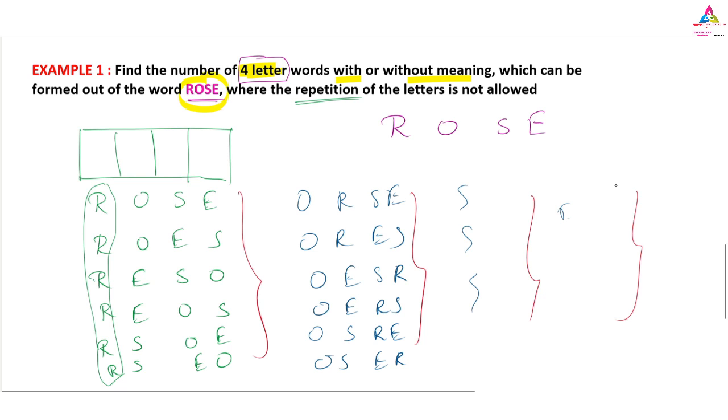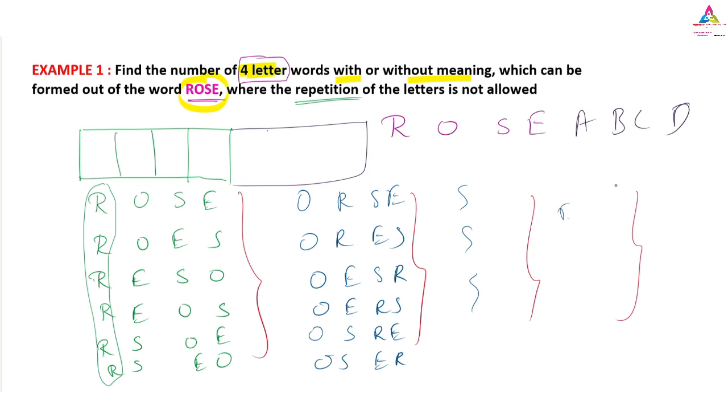It will take time. Here we have only 4 letters, so it looks very easy and we can do it. But instead of ROSE, if they had given another word with more letters, like A, B, C, D and 8 letters in total, you would have to go through this 8 times. No, it is not possible, and they may tell you to do an 8-letter word. Then it is not possible. It will take much more time.